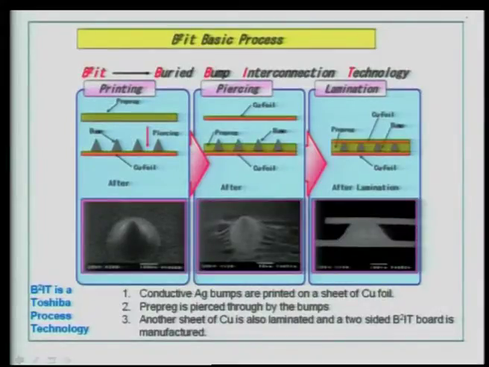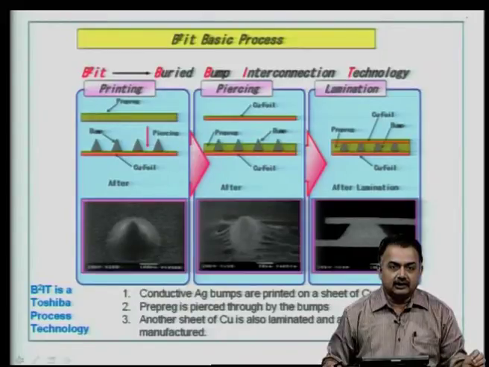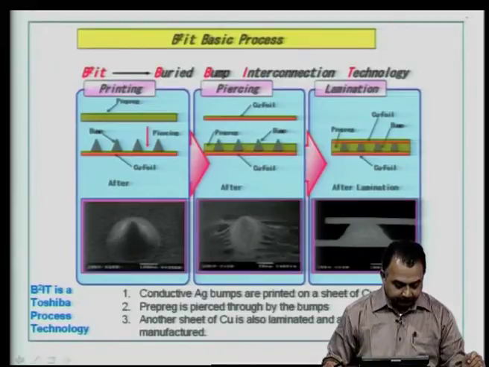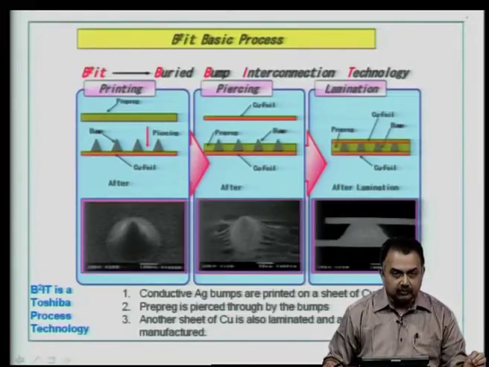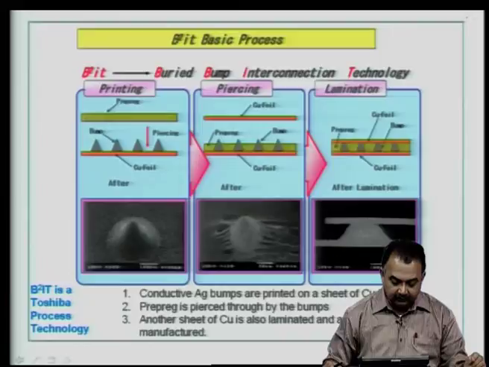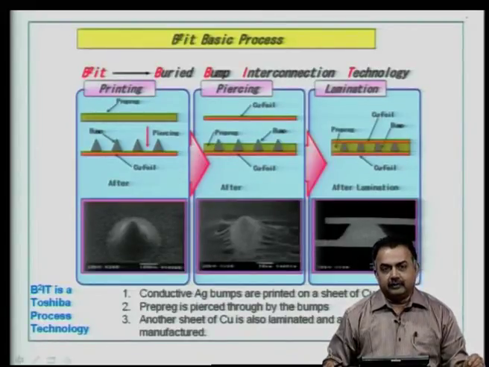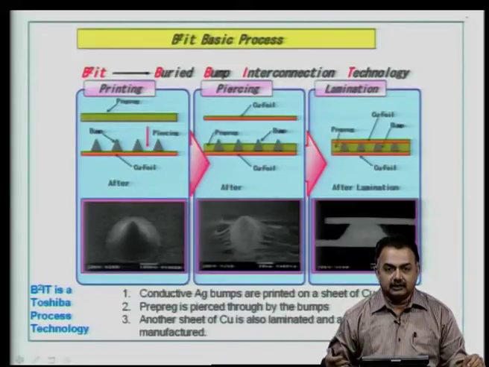Today, we are going to talk about a high density interconnect process that is called the B squared IT process, otherwise known as buried bump interconnection technology, B squared IT, that is the acronym used. Now, this technology is from Toshiba. Okay, this is the trademark of Toshiba company, and you can see after we describe the process that this is a method to sequentially build up the circuit.